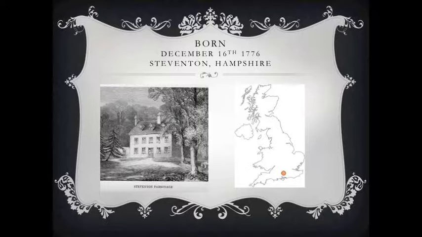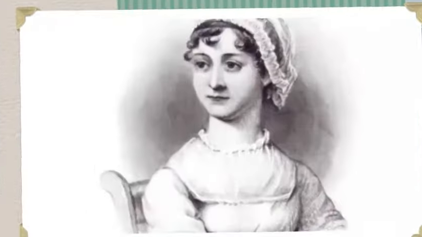Jane Austen was born December 16, 1776, in Steventon, Hampshire. But we have to keep in mind that in her day, the one thing they had to do for their future was to find a young man to marry who could keep them living in the style that they were used to living in.